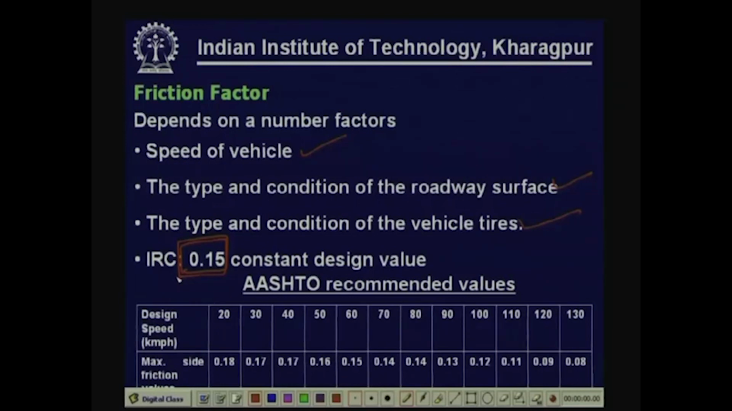Now, AASHTO recommends a value in a range depending on the design speed. For design speed from 20 to 130, the value of side friction varies from 0.18 to 0.08. This table is given in AASHTO. So, depending on the design speed, one can take the acceptable coefficient of friction. Anyhow, today our primary discussion is the approach followed in India, so mostly it is IRC.